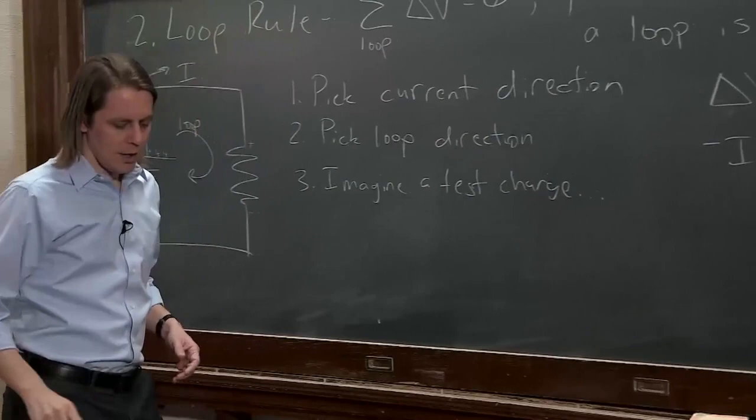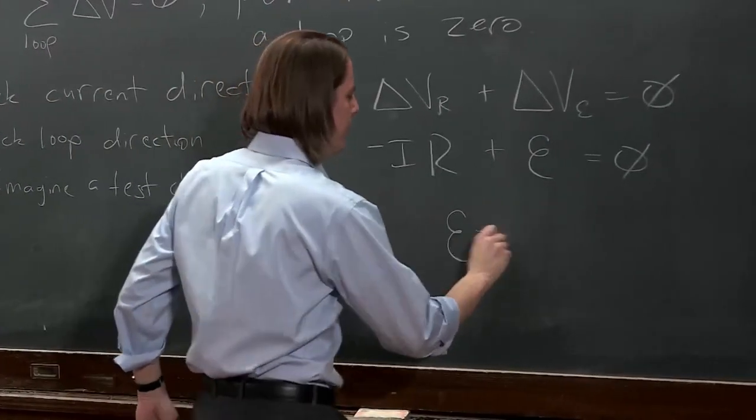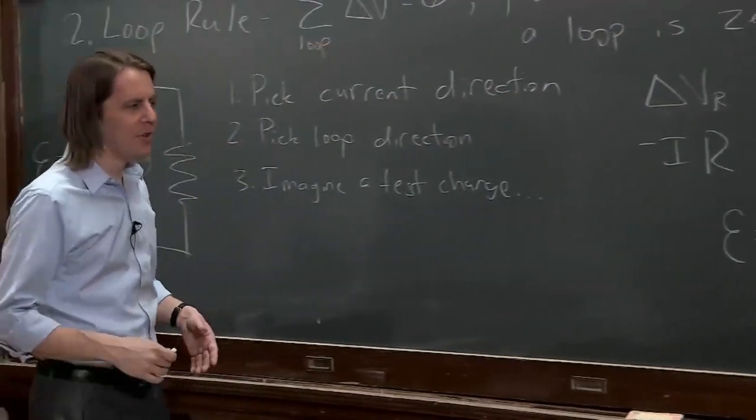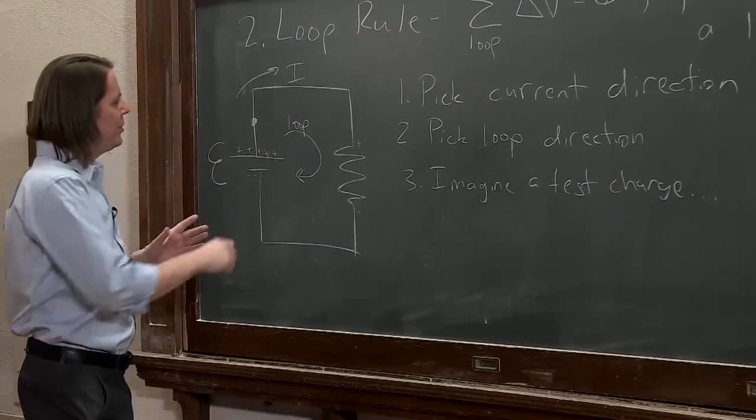All right. And then you solve that and see, well, this is the answer, and does it make sense? And in this case, it does. It just gave us Ohm's law. We know that the EMF from the battery equals IR. So that's how you do it, is you walk through the circuit.